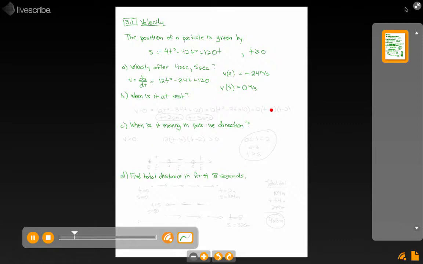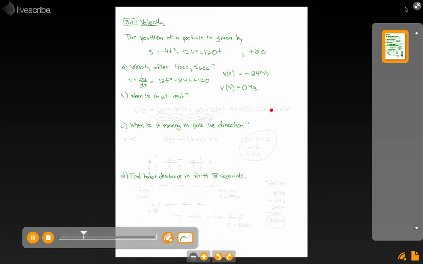Just putting in the numbers there, put in a 4 into this function, I get 12 times 16 minus 84 times 4 plus 120, and I get negative 24 meters per second. And again, they would have told us meters and seconds in the question in the book. If I put in 5, interestingly, I get an answer of 0, which means that if your velocity is 0, your particle just came to a stop, or it's at rest at that instant, which actually is interesting because the next question asks us, when is our particle at rest?